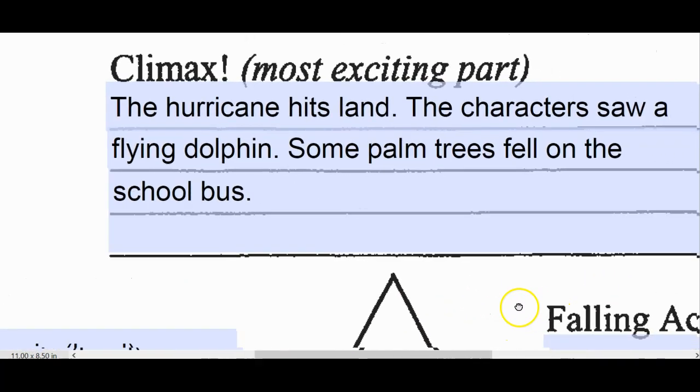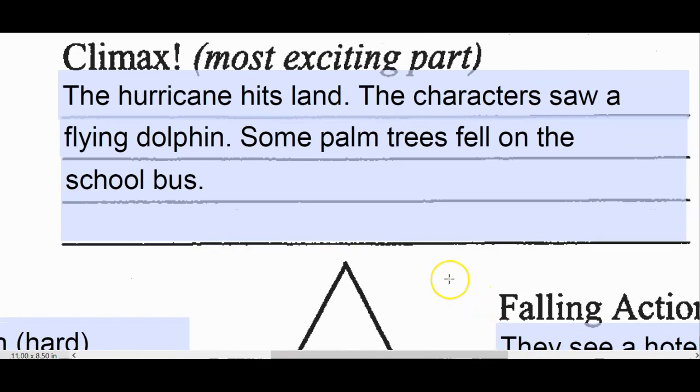And then I went to the top of the climax. The hurricane hits land. It shows up. That's the most exciting part of my story. The characters saw a flying dolphin. Because it's in the water, right? So it might scoop up a fish or a whale. Okay. Some palm trees fell on the school bus. Ooh, dun dun dun dun.